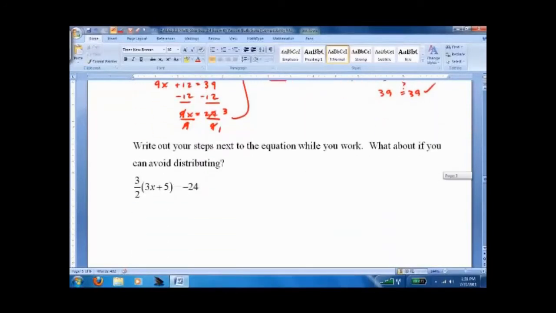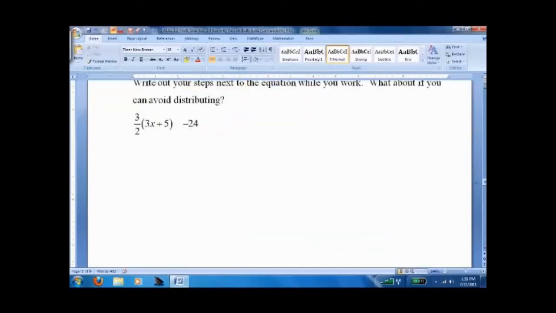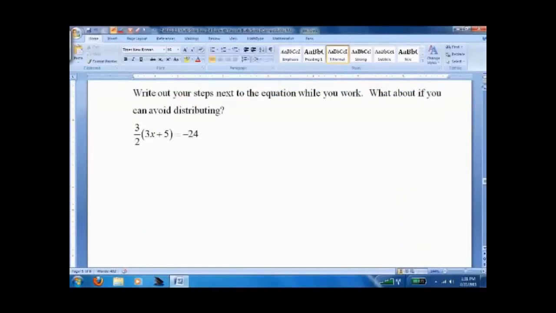Not too bad, but sometimes you can make your life a little bit easier by writing out your steps next to the equation while you work, by avoiding distributing. So I'm going to rewrite this down here. 3 halves times 3x plus 5 equals negative 24. I'm also going to write it out up here, because this way we'll do it what I'll call the challenging way, and then we'll do it the easier way.